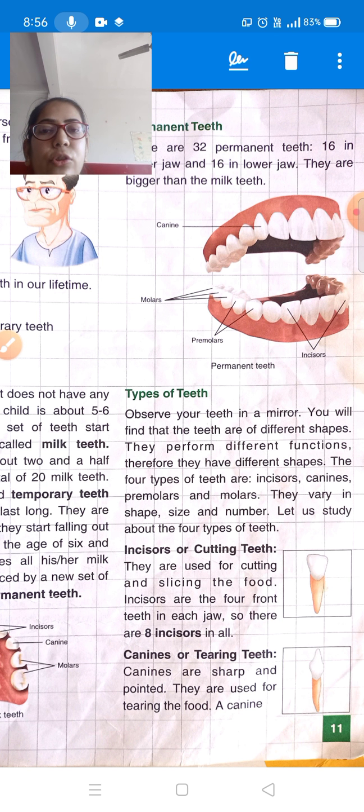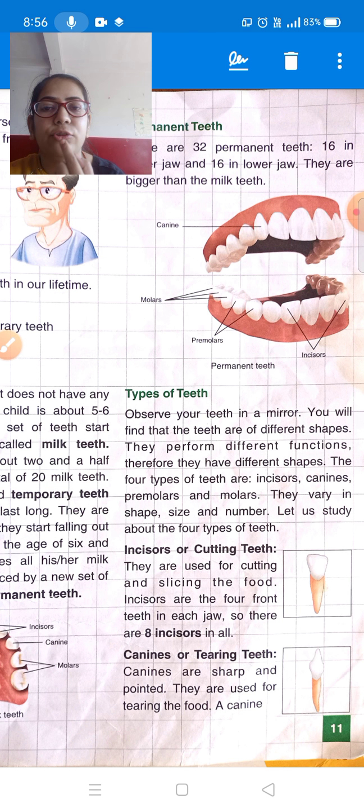4 in the upper jaw. I told you this is our upper jaw and this is our lower jaw. So in the upper jaw, the front 4 teeth are incisors, and in the lower jaw also the front 4 teeth are incisors. So 4 in the upper jaw and 4 in the lower jaw, there are a total of 8 incisors, right?